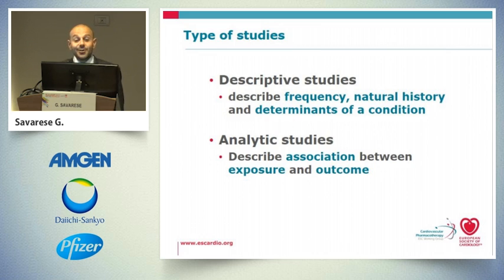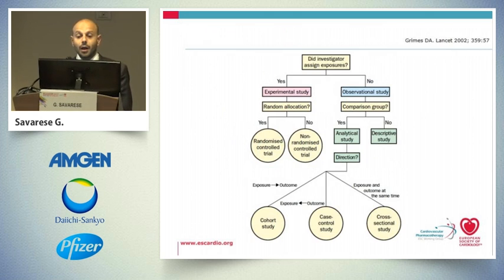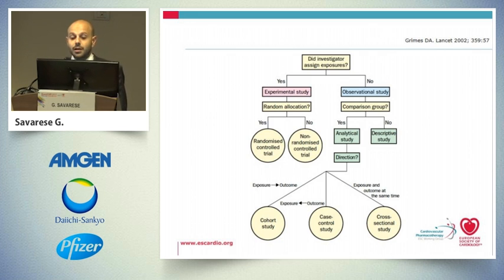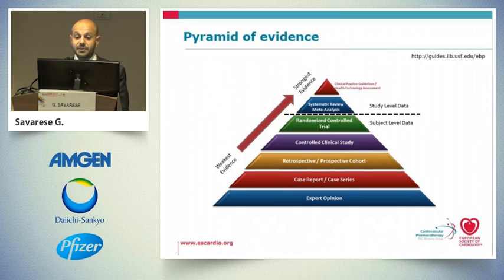So actually we have two different types of studies. This is the first classification. We have descriptive studies that just describe frequency, natural history, and determinants of a condition. And we have analytic studies describing association between exposure and outcome. We can divide studies in two groups: experimental studies that can be randomized or not, and observational studies in which we can have a comparison. These are the analytic studies, and they can be cohort study, case control study, or cross-sectional study, or if there is no comparison group, just the description of a disease, we can talk about descriptive study.